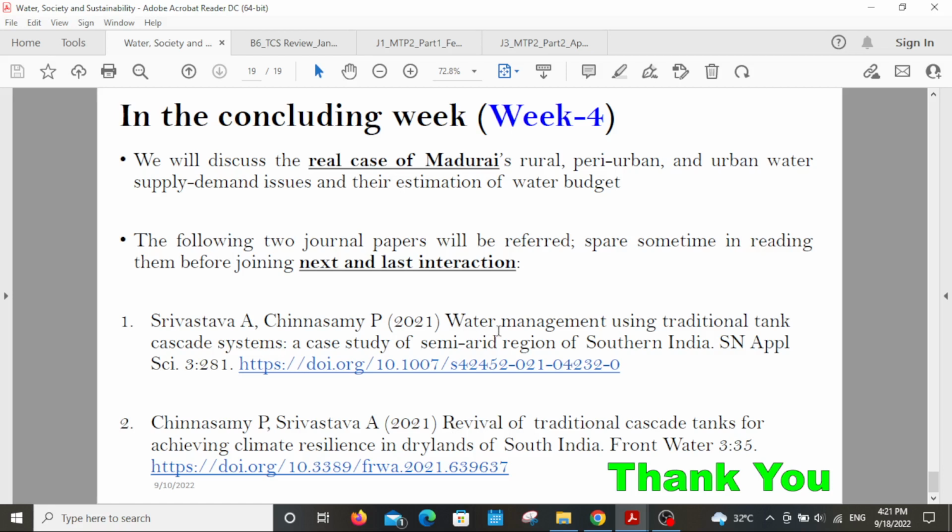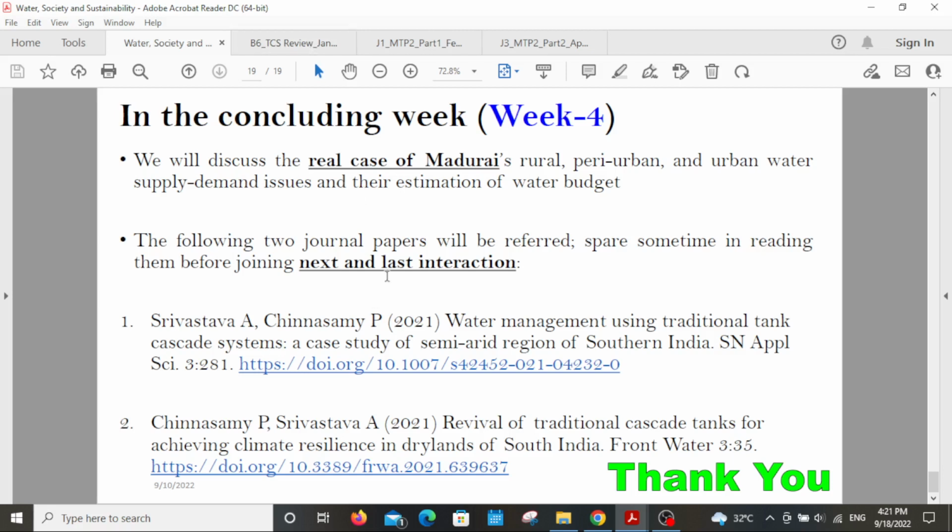The first paper is on water management using the traditional tank system, a case study of a semi-arid region of southern India, and the second paper is on the revival of traditional cascade tanks for achieving climate resilience in the drylands of South India. These two papers will be our reference today. I hope you have read these papers. However, if not, we will still revise both of them.